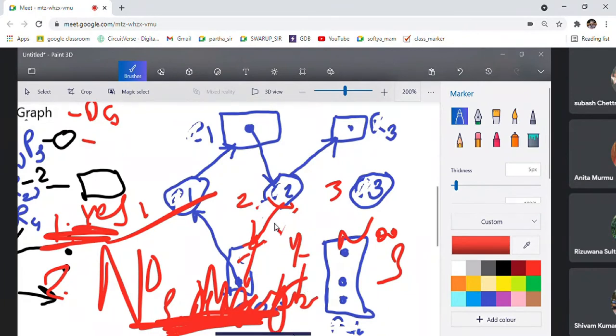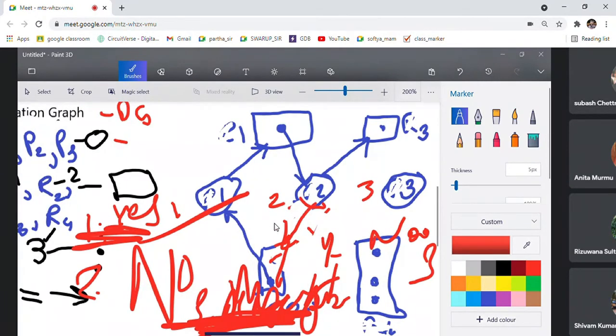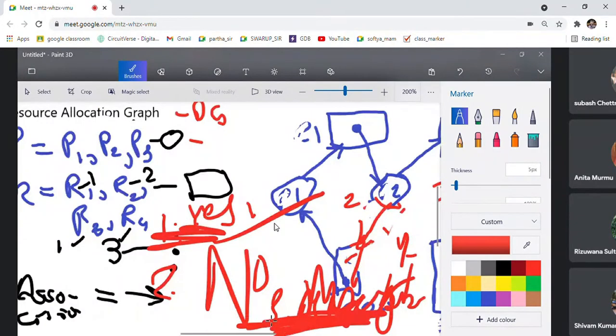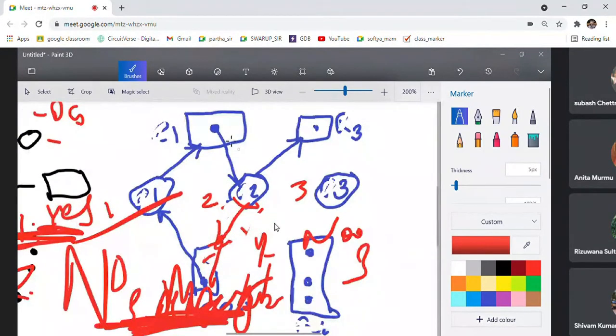Okay, another statement may be given, for example, process P1 is holding an instance of resource type R2, and it is waiting for resource type R1. Process P3 is holding resources R1 and R2. It is waiting for R3. Process P3 के लिए कुछ दिया ही नहीं.